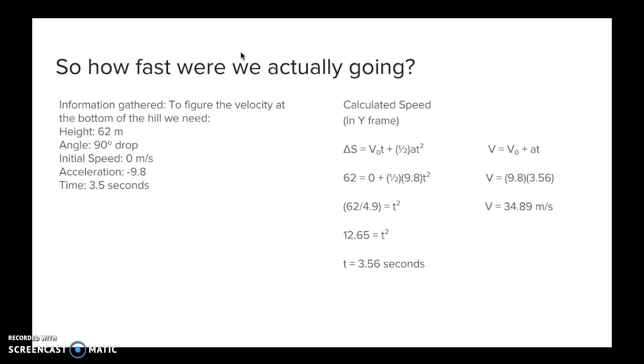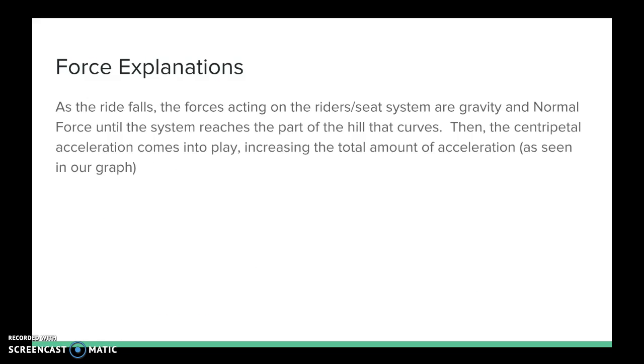So how fast were we actually going? The number we have right here is not all the way correct, and I'll explain why. We calculated velocity using kinematics, and we assumed no friction, which is not accurate, because you can probably assume friction, which would make the final velocity less.